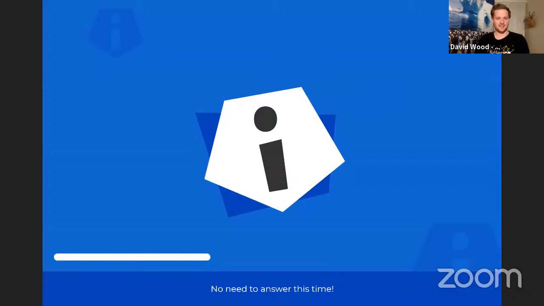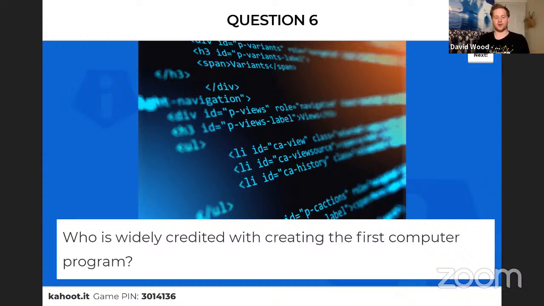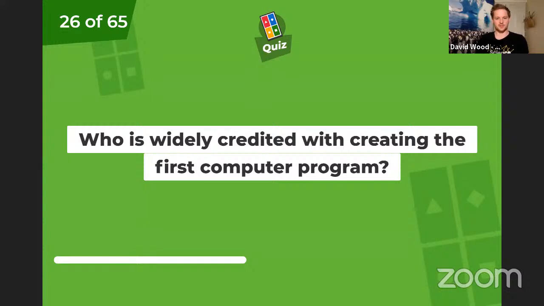Question six, the final one of this round. Who is widely credited with creating the first computer program? So who is widely credited with creating the first computer program?